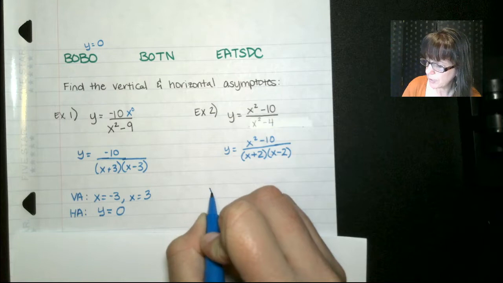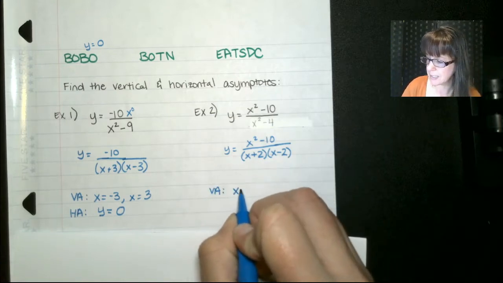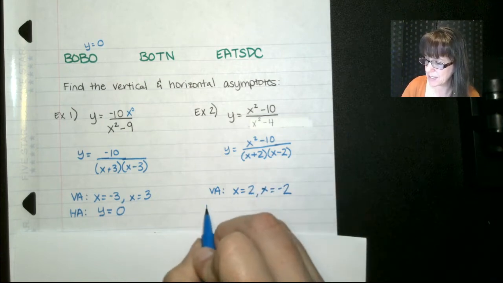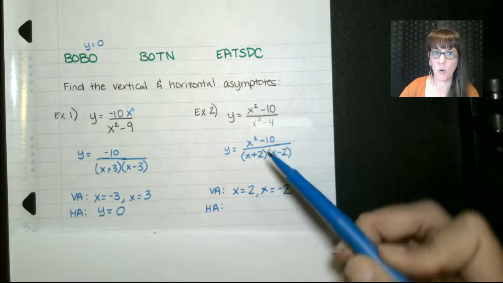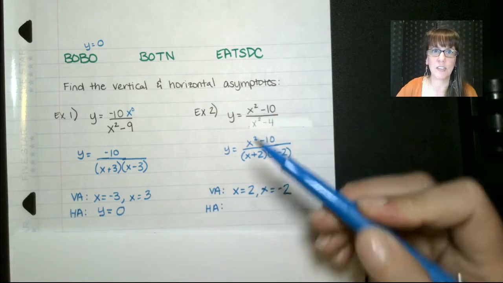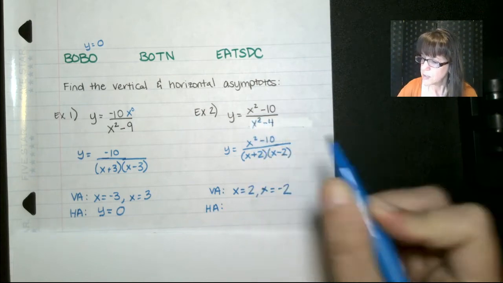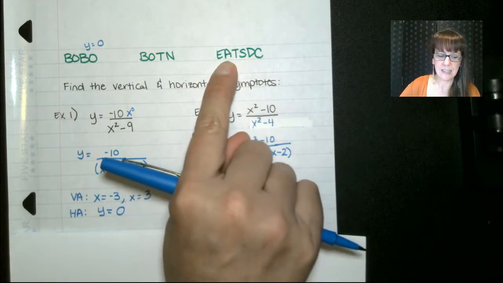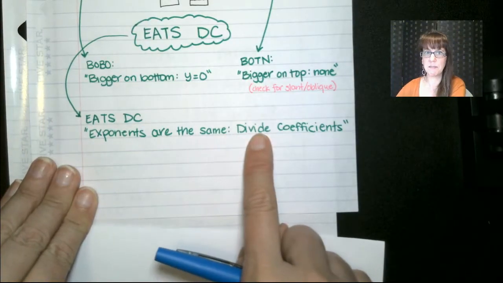So for the vertical asymptotes, again, we set the denominator equal to 0, and if we do that, we get x equals 2 and x equals negative 2. Now for our horizontal asymptote, we compare exponents. Looking at the original, you would have x squared over x squared, so you'll see that these are the same. Remember, eats DC: if the exponents are the same, divide your coefficients.